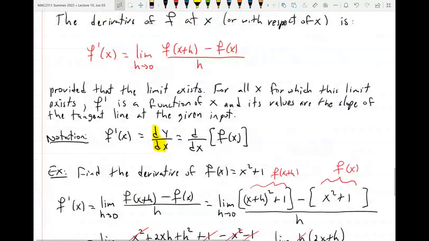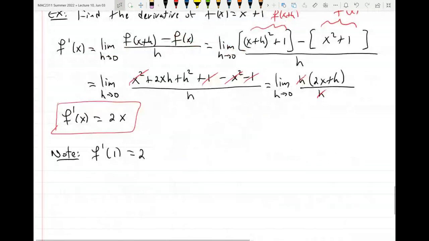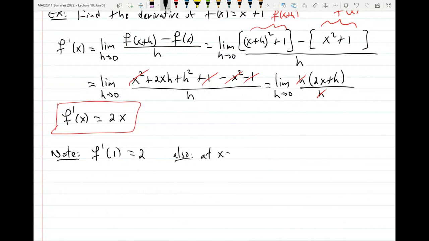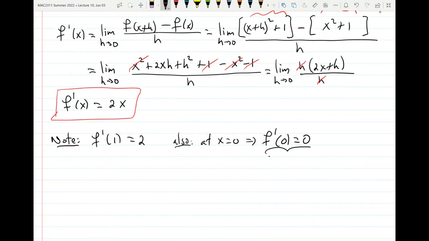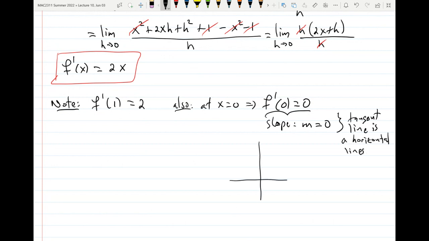And it makes sense. Let's take a look at the picture. Let me actually write it here. So also, at x equals 0, we have the derivative is equal to 0. And what is this? Remember, this is the slope. It's telling us that m is 0 at that point. And what does it mean for a line to have slope 0? That means that the tangent line is what? What type of line is it? The tangent line is a horizontal line. Those are lines that have slope 0, right? Because they're not going up or down.